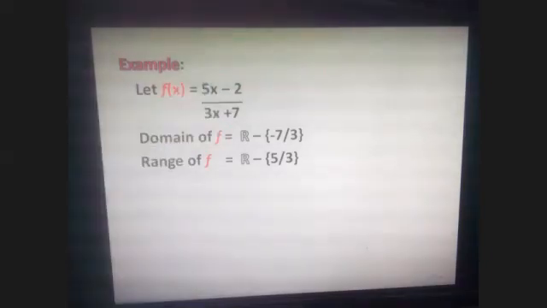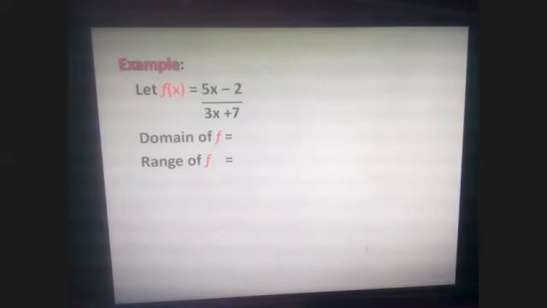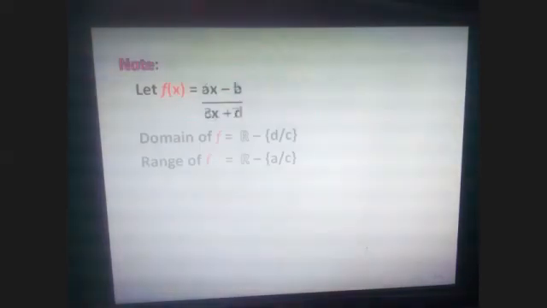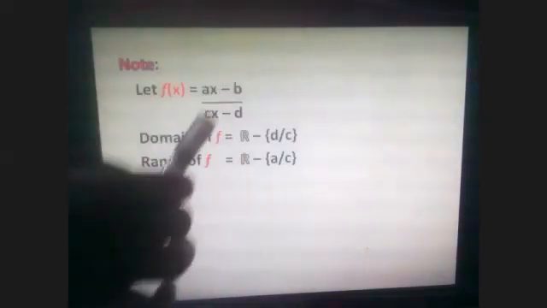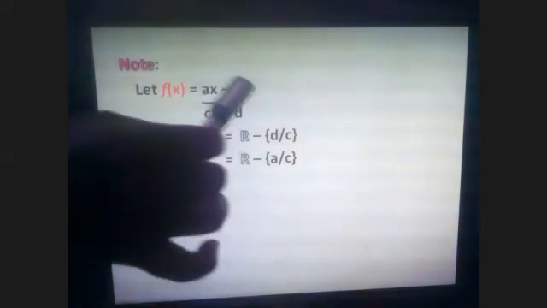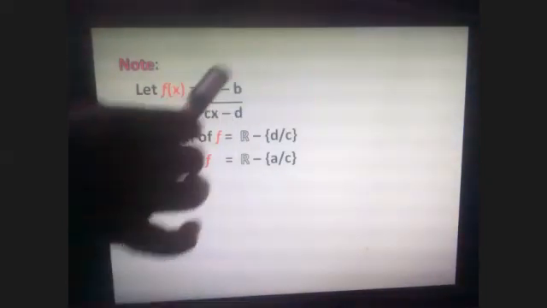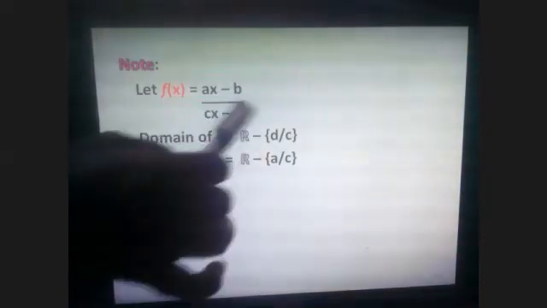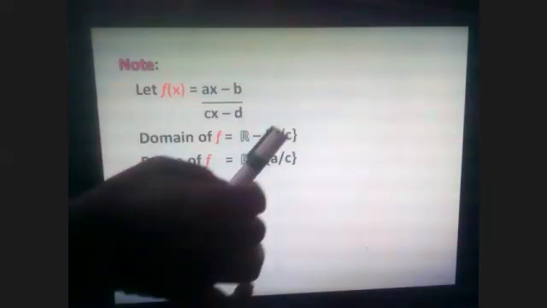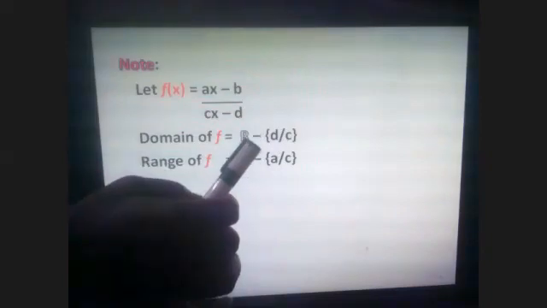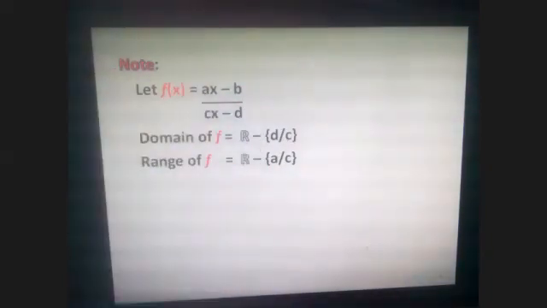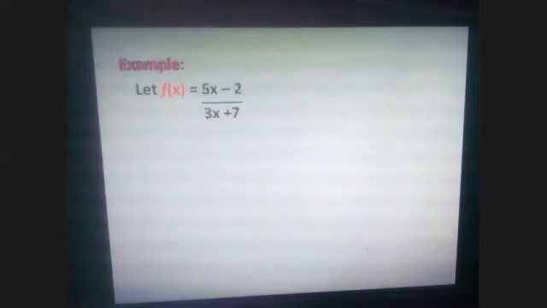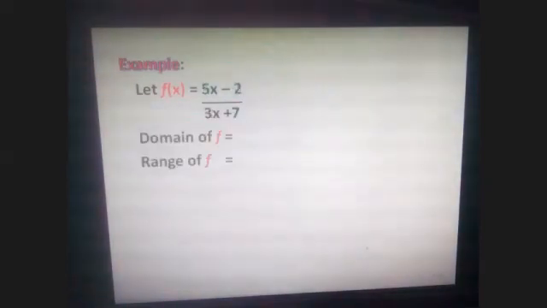You can remember this as formula, but be careful about it. I have taken f(x) equal to (ax minus b) upon (cx minus d). b has no role. Remember, a, c, and d are playing the role. No matter whatever is b, it is not affected. So if it is cx minus d, cx minus d equal to 0 when x equal to d by c, R minus {d by c}. And here R minus {a by c} range. You may keep it as a formula, no problem. So this will be R minus {minus 7 by 3} is the domain, R minus {5 by 3} is the range.